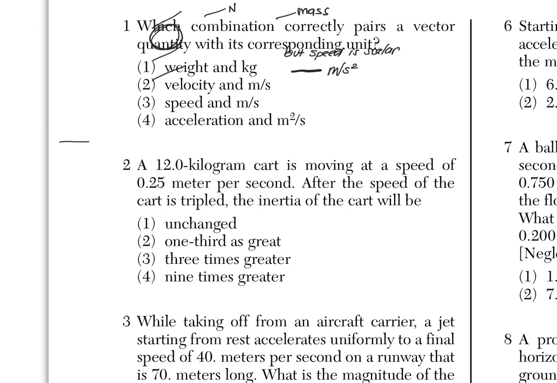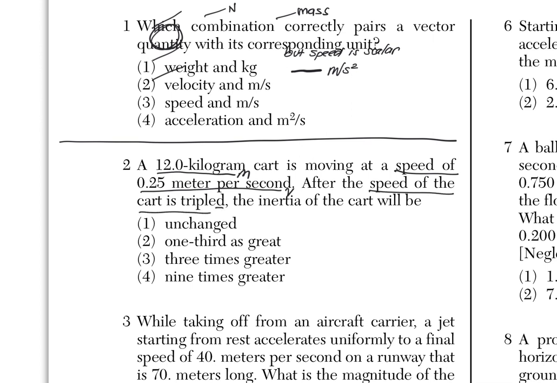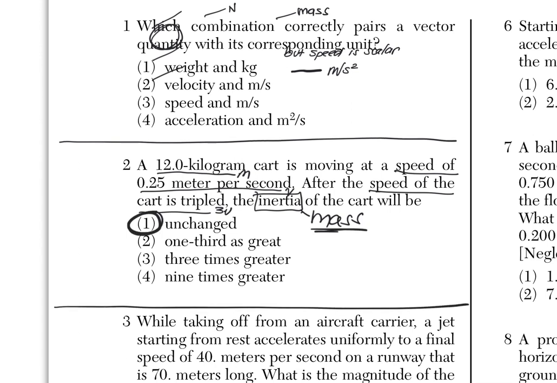Okay, number 2. So things that we know: 12 kilograms is the mass. We know the speed is 0.25 meters per second. The speed of the cart is tripled, so we have 3 times the speed. The inertia of the cart, we know that inertia is mass and only mass. If I triple the speed, the inertia, being only the mass, is unchanged because inertia is mass. Great. Next question.